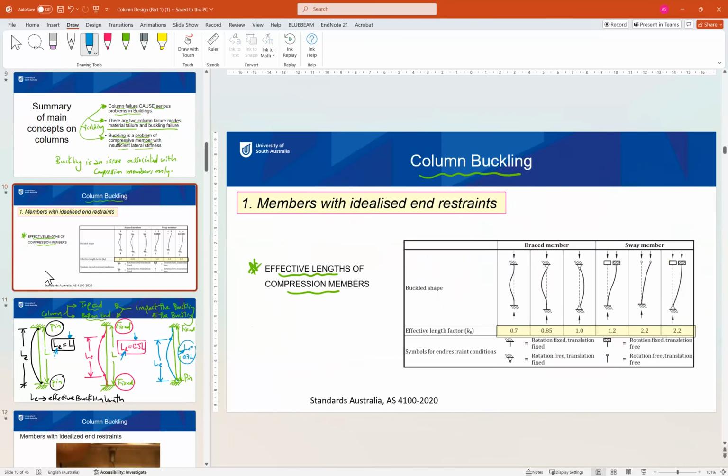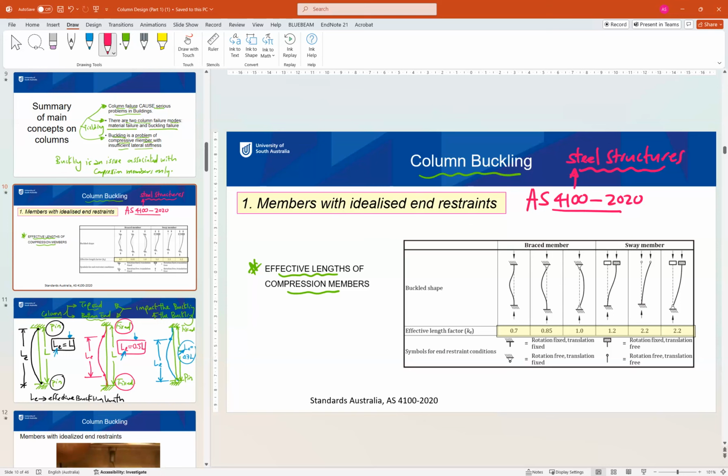So now if we return to this table, it is a table given in the Australian Standard 4100 version 2020. This is the steel structure design standard in Australia. So you can also have a look at this one, so that when you are designing a rafter from steel or a column from steel, you will have an idea what the procedure for design is.